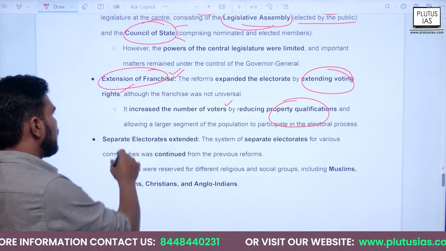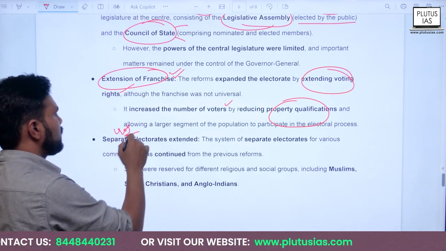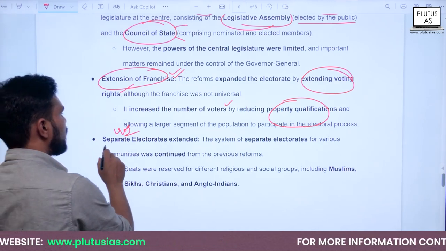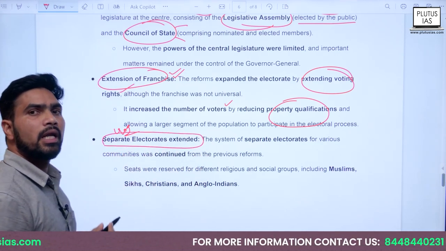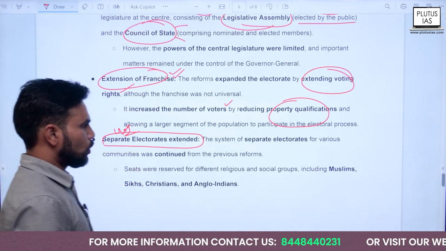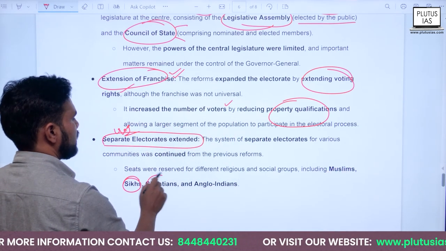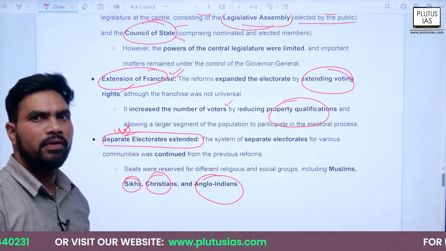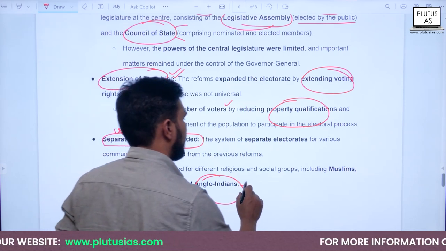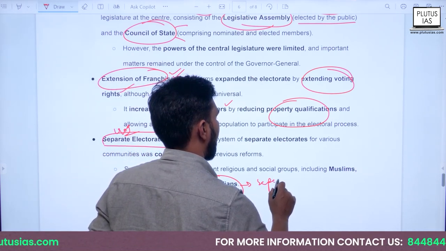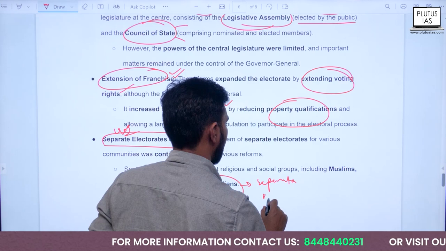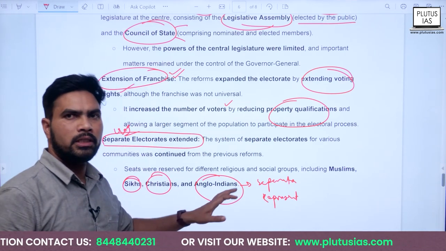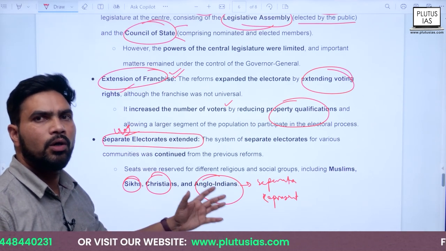We have seen that in 1909, separate elections, communal elections, were introduced. That communal representation has been further extended through this act. Groups like Sikhs, Christians and Anglo-Indians were also given the option of electing a separate representative. Right. So this is also part and parcel of the British principle of divide and rule in India.